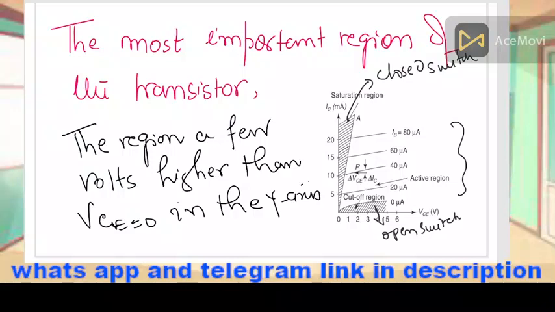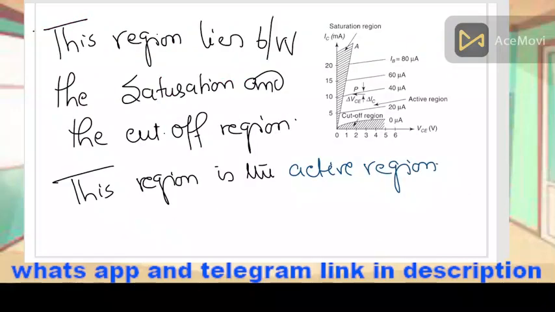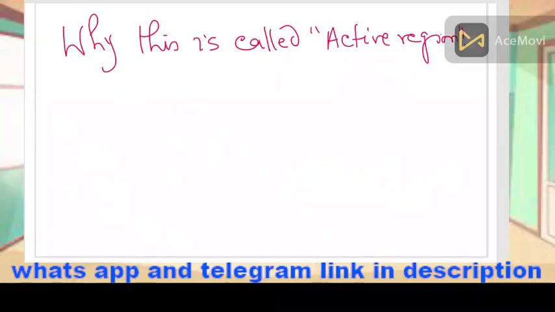Here you are sleeping, here you are fully awake, but you are doing nothing. If you are totally awake and you are just sitting idle, it is the same situation as sleeping, because your activity is zero. This is the region where the transistor is active. The region lies between the saturation and the cutoff region. It is called active because this is the region where the transistor shows a change, an activity.